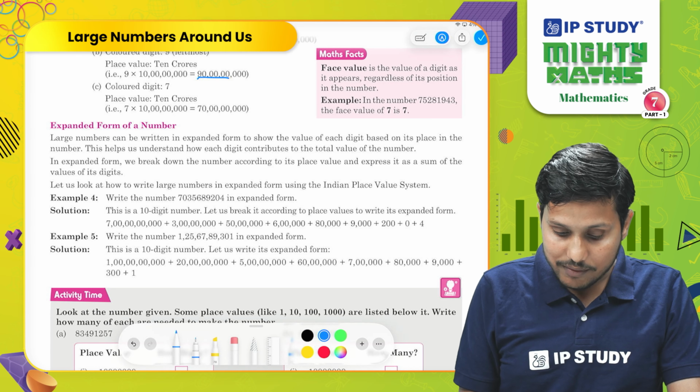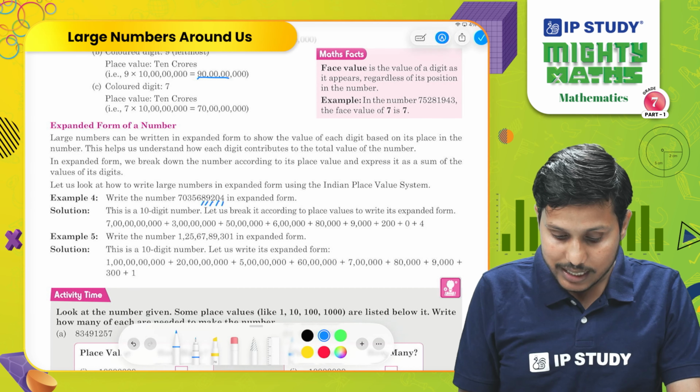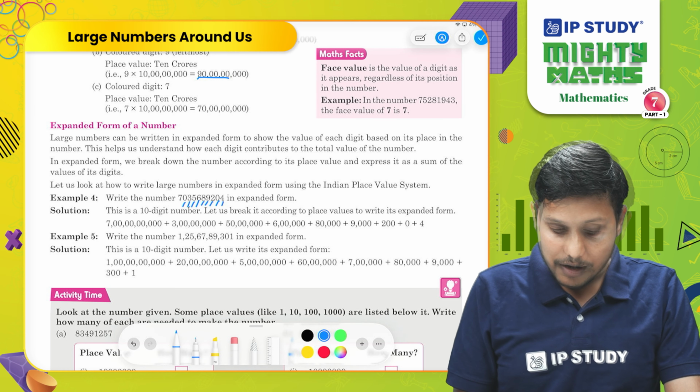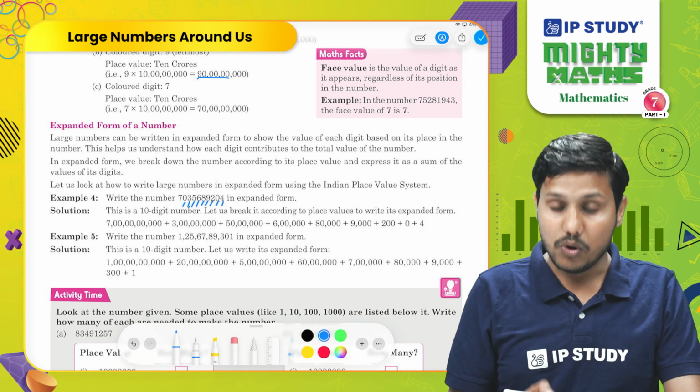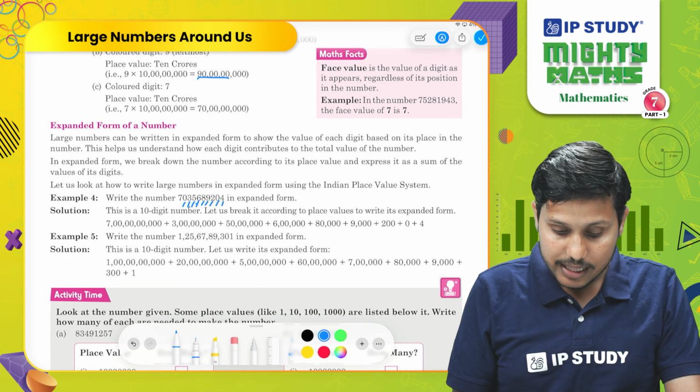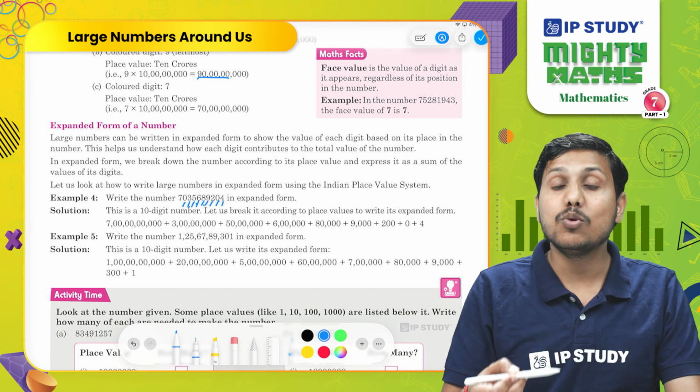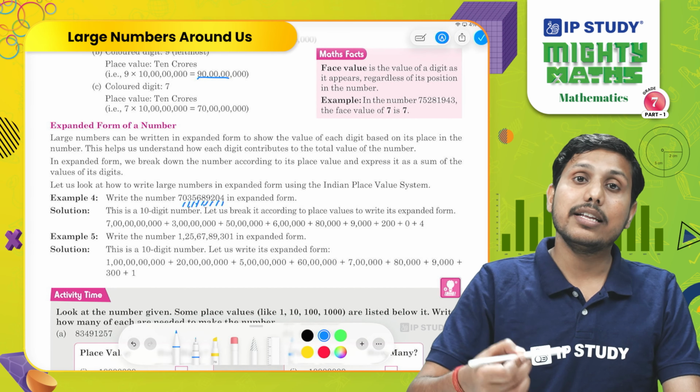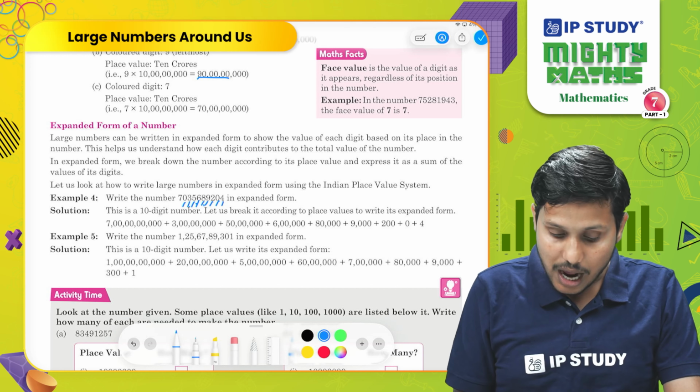Like if we have this: ones, tens, 100, 1000, 10,000, lakh, 10 lakh, crore, 10 crore, arab. So this is 7 arab. After that we have 3 crore. Then we have 56 lakh. Then we have 89,204.